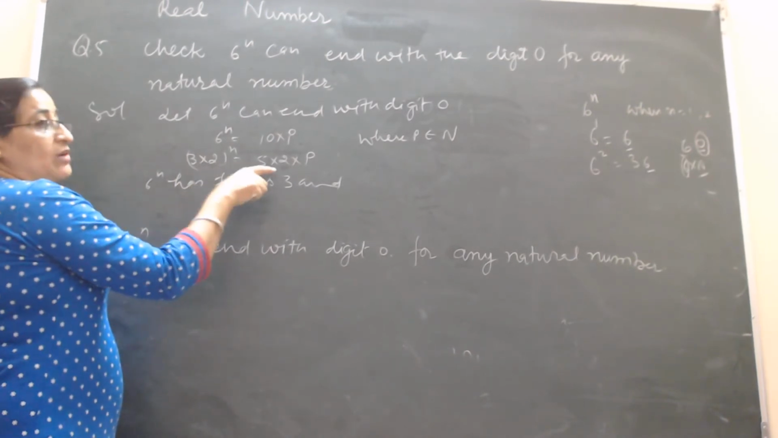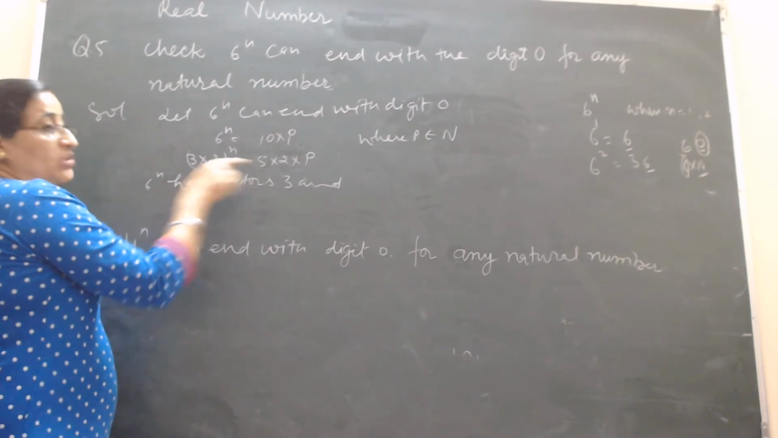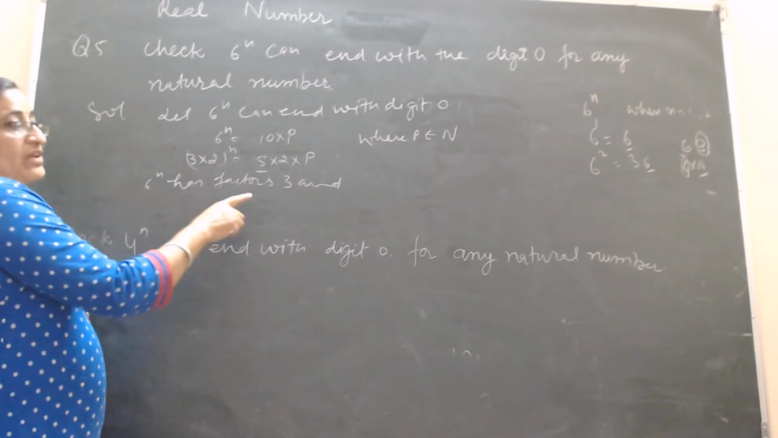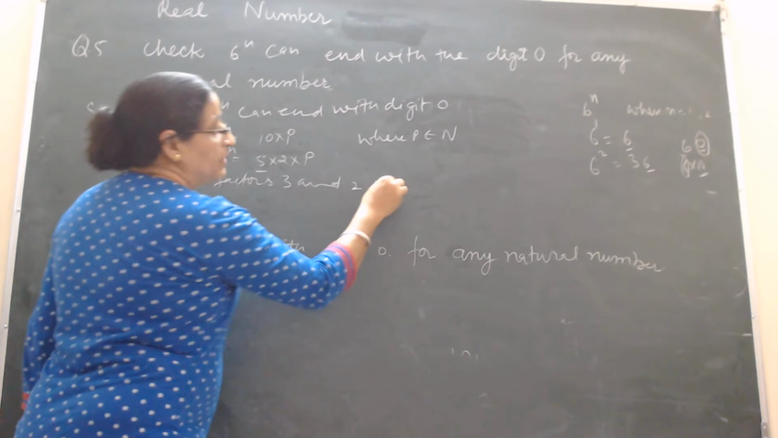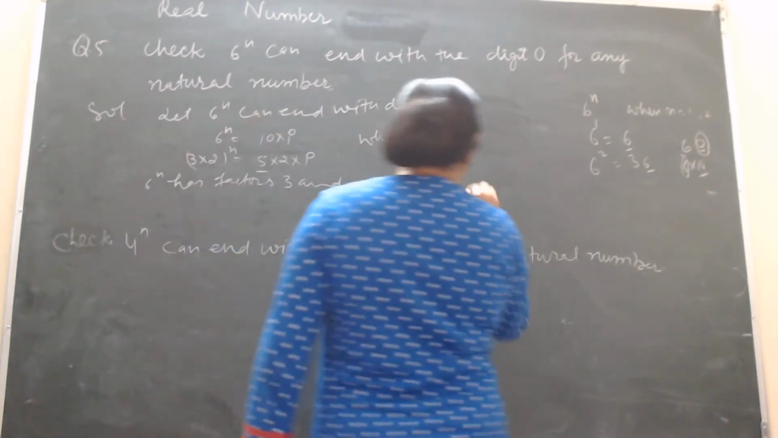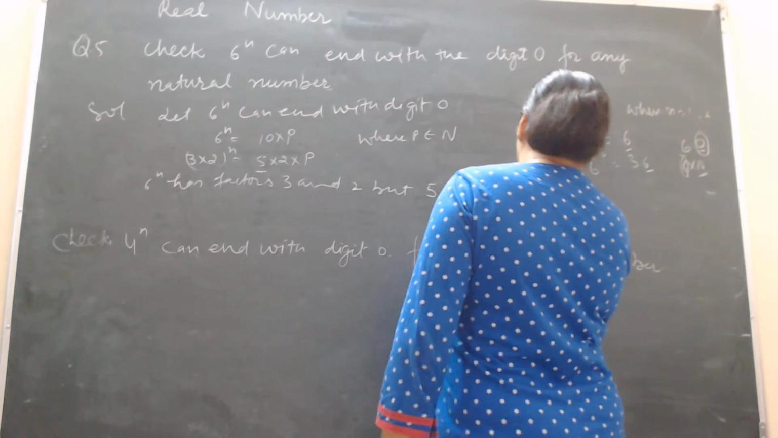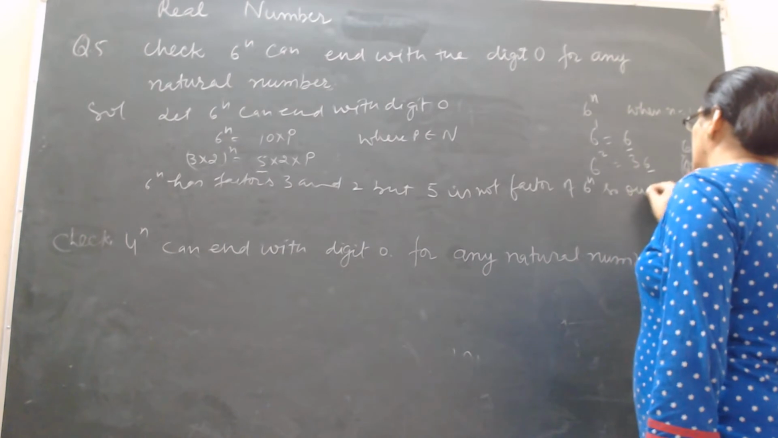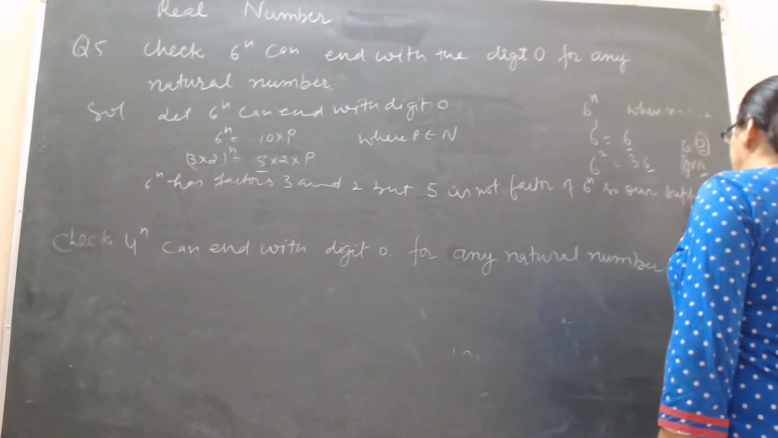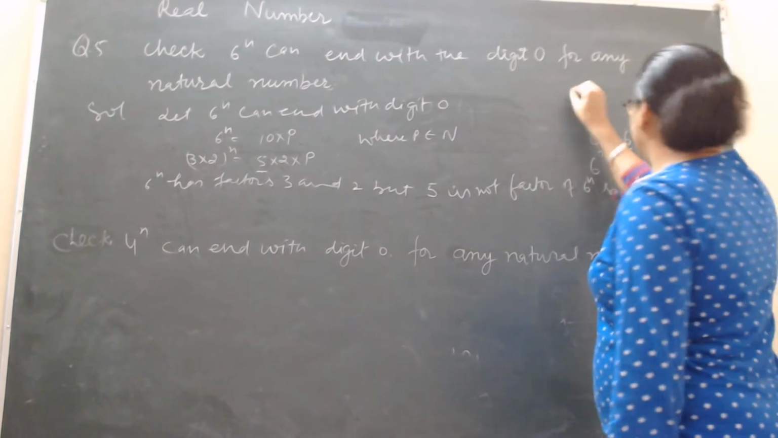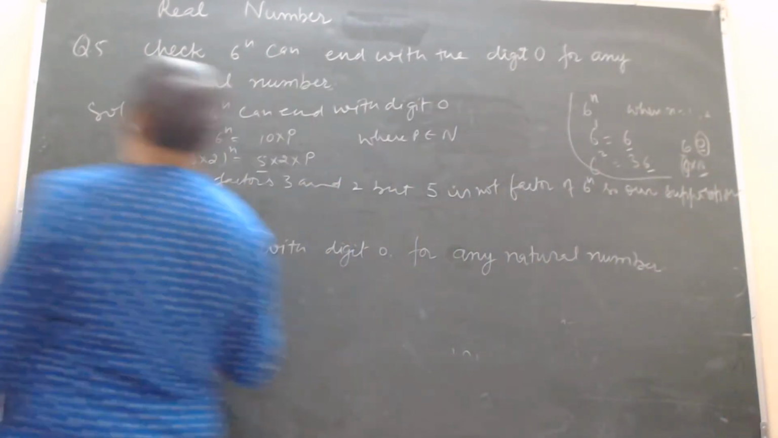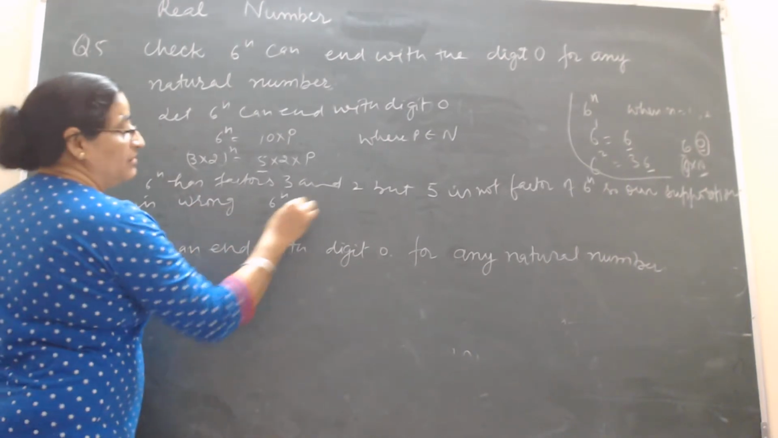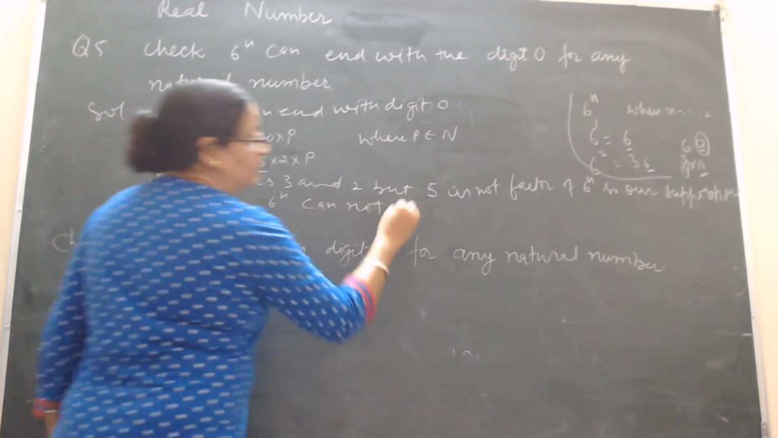Now that number is equal to 5 multiplied by 2 multiplied by p. Here 2 is a factor, but 5 is not a factor of 6. Here 6 raised to power n has the factors 3 and 2, but 5 is not a factor of 6 raised to power n. So our supposition is wrong. 6 raised to power n cannot end with digit 0.